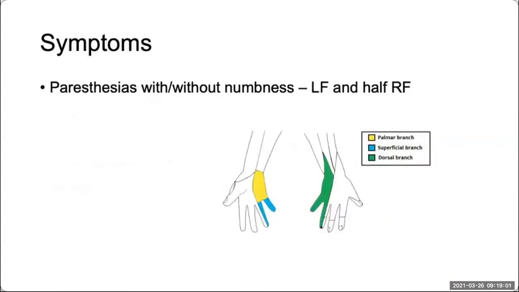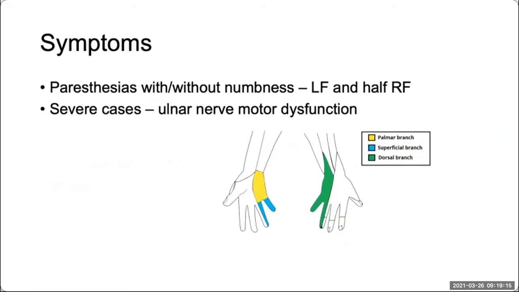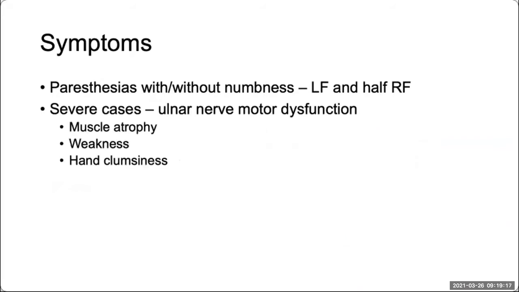Paresthesias are described usually by the patient as a sensation of pins and needles or feeling of ants crawling around the region supplied by the nerve. This occurs over the yellow, blue and green regions shown in the diagram with or without numbness. Motor dysfunction leads to muscle atrophy, weakness of the hand and clumsiness. Clumsiness is when the patient complains of occasionally dropping objects held.